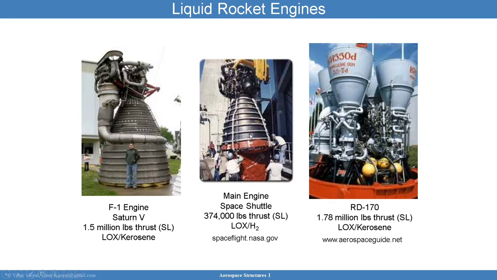And here you see the main engine of the space shuttle, the space shuttle main engine, SSME. 374,000 pounds of thrust with LOX and H2. And you can see here the size of it as well. And then here you see the RD-170, which is 1.78 million pounds of thrust and uses LOX and kerosene.